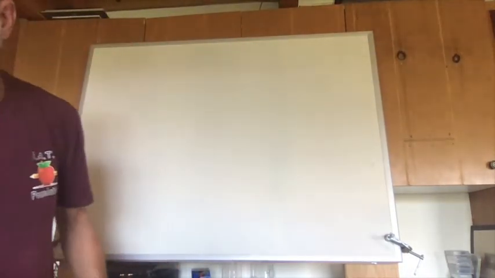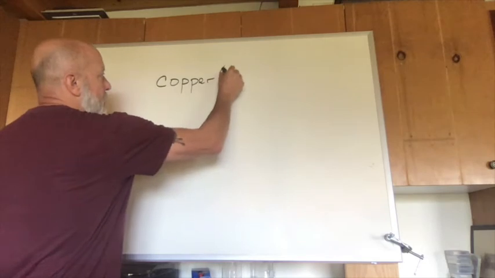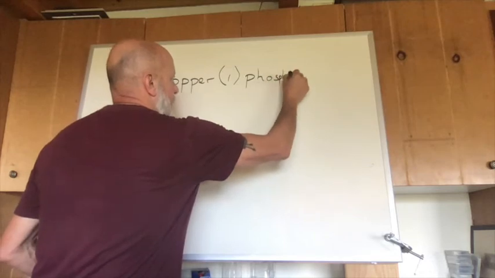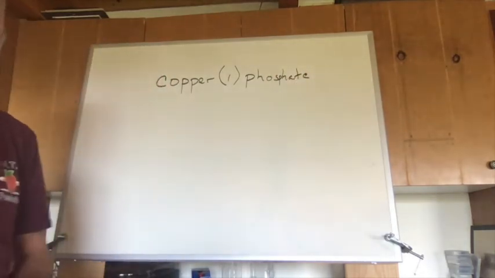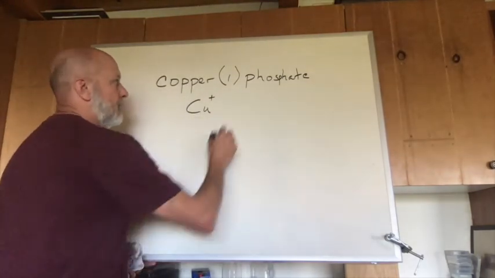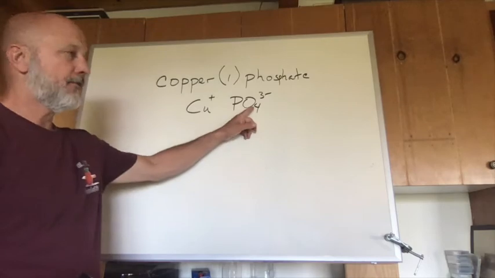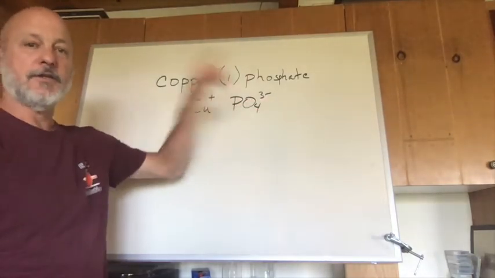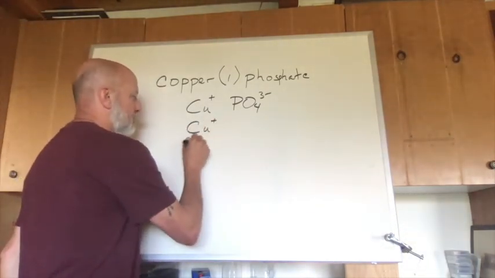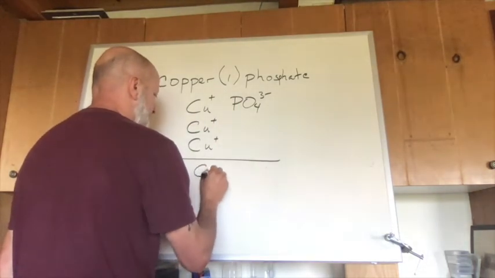And let's do this one. Get some transition metals in there. Copper 1 phosphate. Copper, remember the Roman numeral 1 means that copper has a single plus charge. Phosphate, 1 phosphorus and 4 oxygens have combined. They had to add 3 electrons to make this one work, so it has a 3 minus charge. Cu plus, Cu plus. I need 3 coppers for every phosphate.